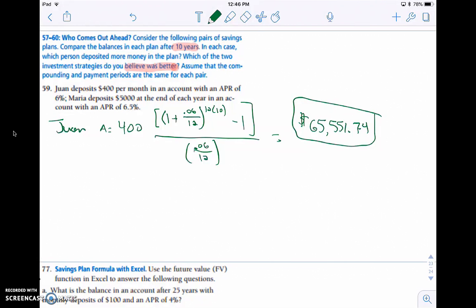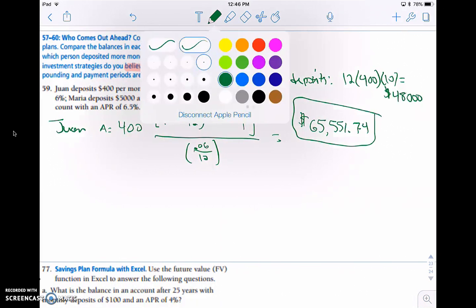Now, how much did Juan make in deposits? If we look at that, he made monthly deposits, so 12 deposits, $400 a piece for 10 years. If you multiply all that out, it's $48,000. So Juan invested $48,000 and came up with a value of $65,000 after 10 years.